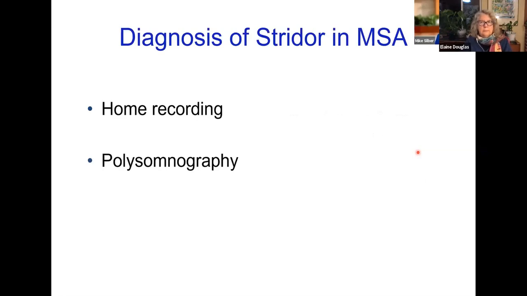How do we diagnose it? Well, we take a history from the patient and the bed partner. Often it's the bed partner because, as I say, most of the patients are not aware they're even doing it. And then today, with modern technology, often the patient or their bed partner brings in a home recording of it, and I can listen to it, and yes, that's clearly stridor. If we're unsure, we do polysomnography and listen to the sound during the sleep study.